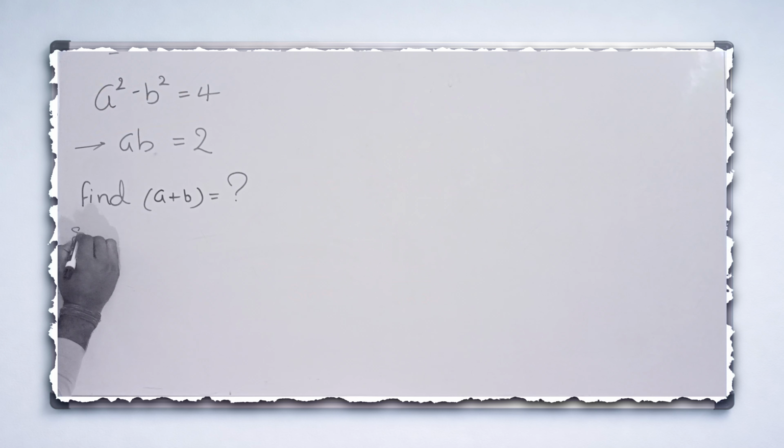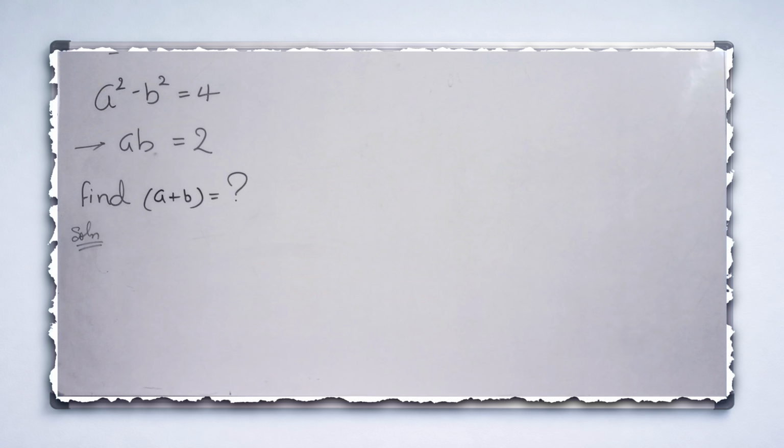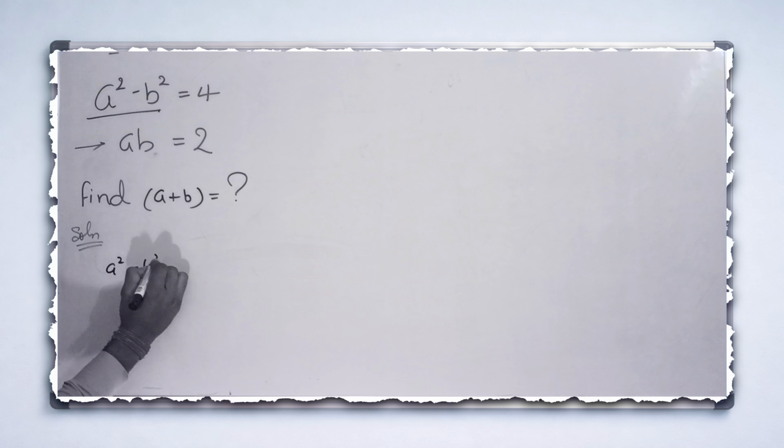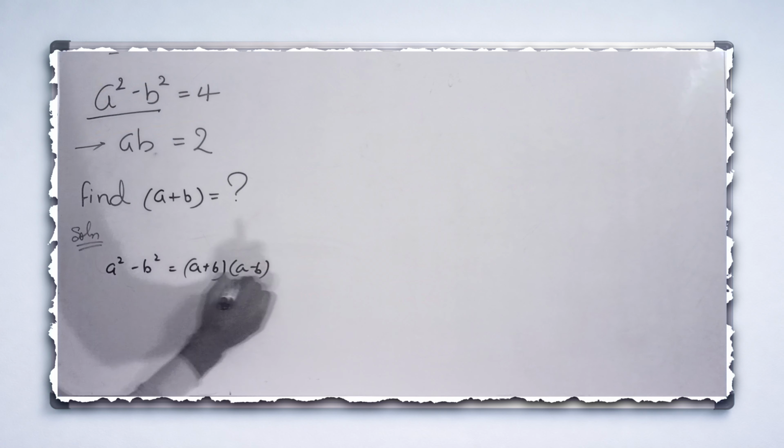So, hello everyone, welcome to solve this algebra Olympiad math problem. First of all, we are given that a square minus b square is equal to 4 and the product of ab is equal to 2. After seeing this expansion, the first expansion that comes to our mind is a square minus b square is equal to a plus b times a minus b.